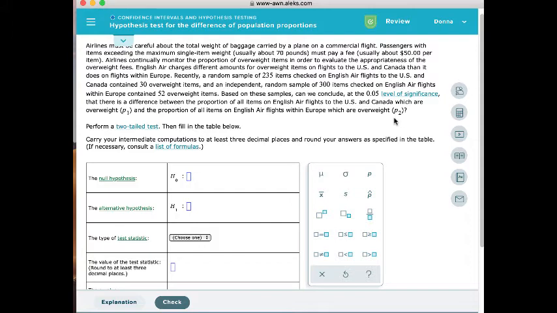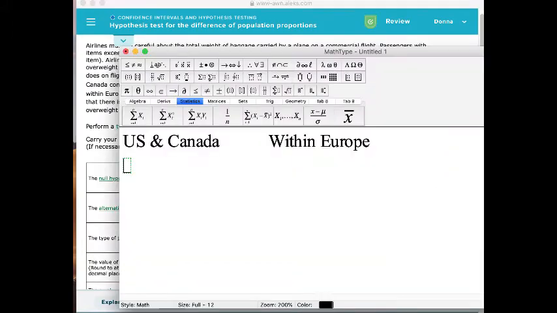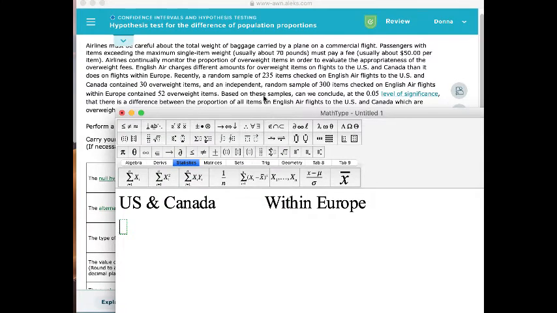I'm going to open up MathType in order to capture what I'm reading in the problem as if I were writing on a piece of paper. So I have here, we have US and Canada, and we also have within Europe. The random sample on the US and Canada was 235, and 30 were overweight. So that would be 30 over 235.